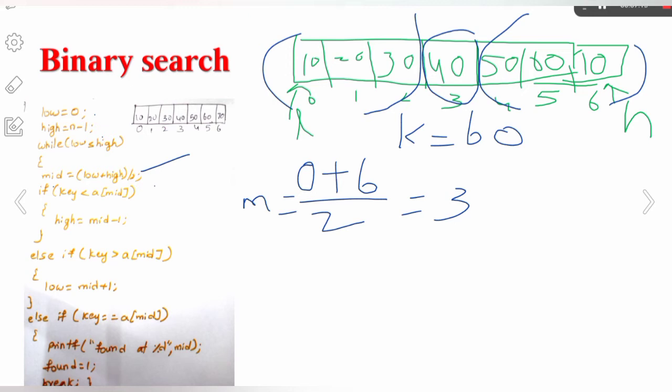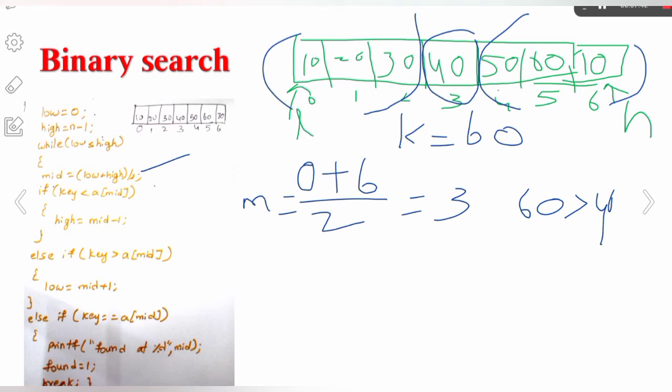So what is the key value? 60 is greater than the middle element, that is 40, right? So that's why we need to search in the right sublist. So here the right sublist is 50, 60 and 70. Now we will again divide the list and check the middle element.